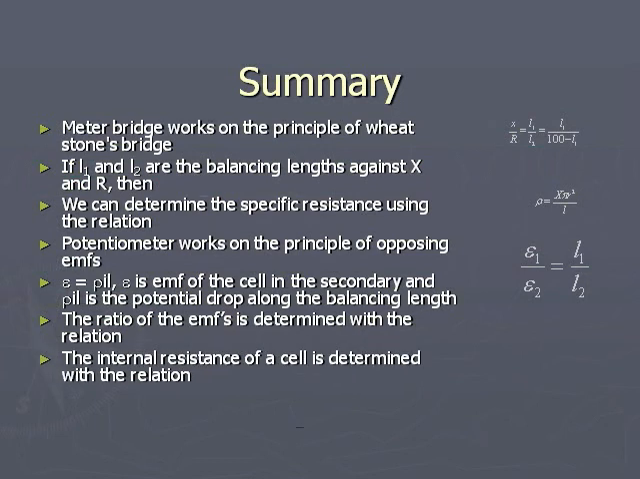To compare the EMFs of two cells, we use the relation E1 by E2 is equal to L1 by L2. L1 is the balancing length with the cell of EMF E1 and L2 is the balancing length with the cell of EMF E2. Then we determine the internal resistance by finding the balancing length with the cell alone, L1. After connecting a resistance capital R parallel to the cell, the balancing length is L2. Then the internal resistance is calculated with the relation r is equal to L1 minus L2 by L2 into capital R. This relation gives the internal resistance of the cell.